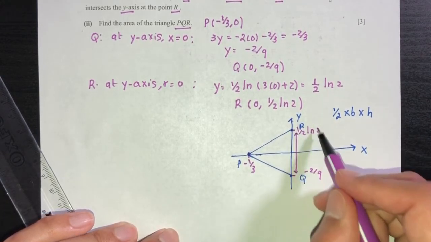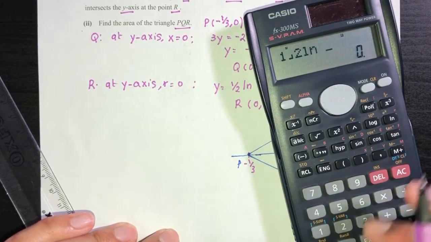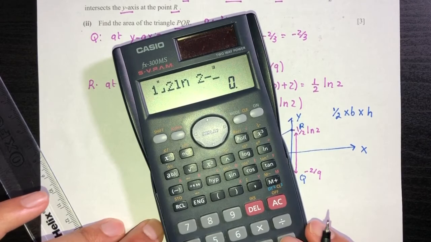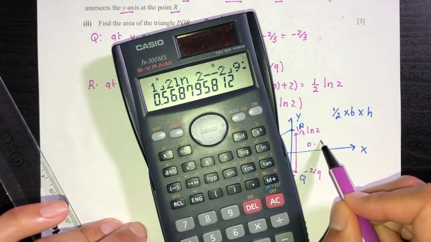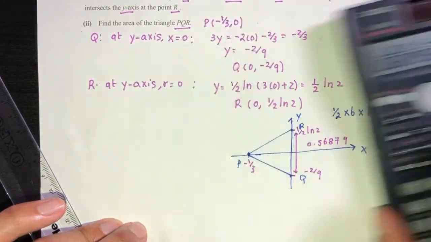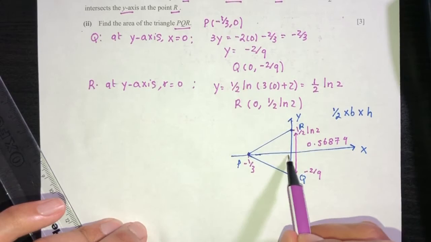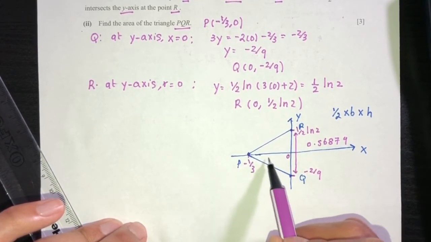It will be this minus this value, right? So half ln 2 minus -2 over 9. That should be 0.56879 for this distance. Now what is the height? The height is 0 minus this. That will be 1 over 3.